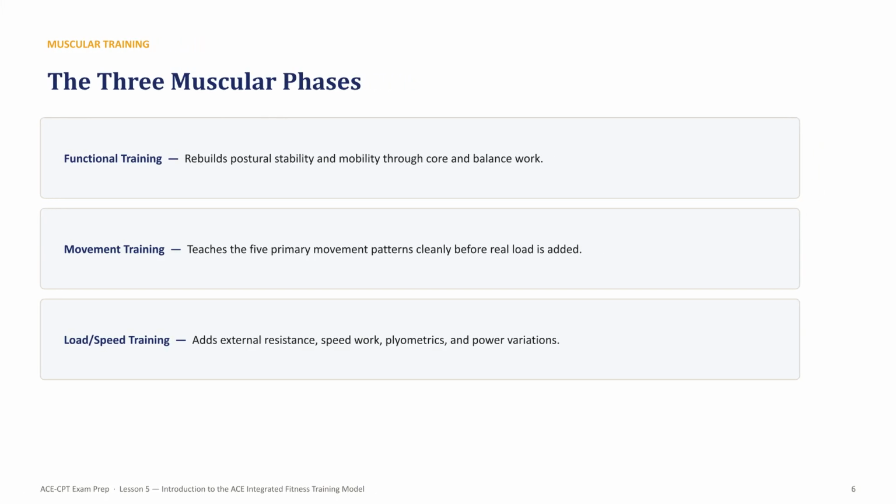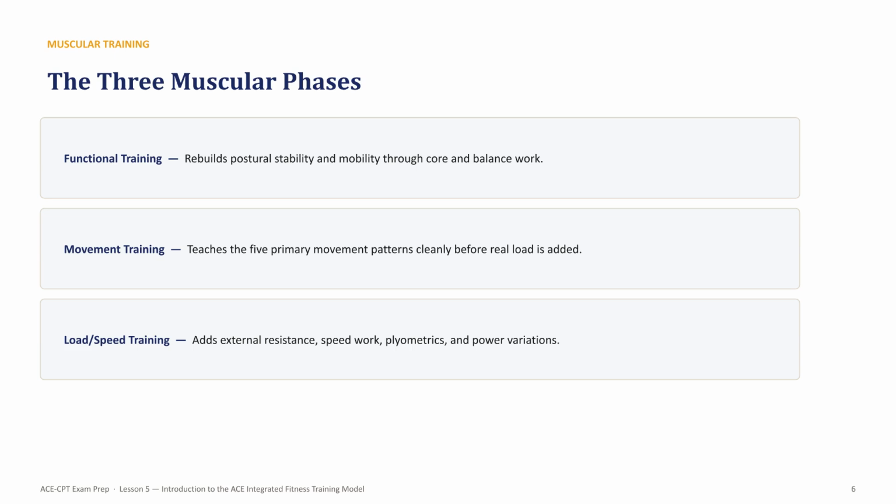Now, the second track, the 3 muscular phases. Functional training comes first, and its job is to rebuild postural stability and mobility through core and balance work. This is the foundation. You're not adding load yet. You're making sure the client's body can hold good position.